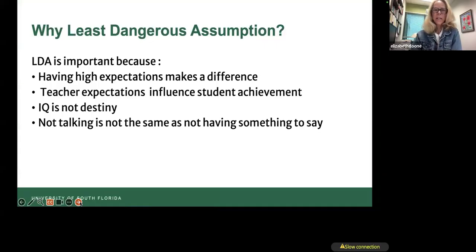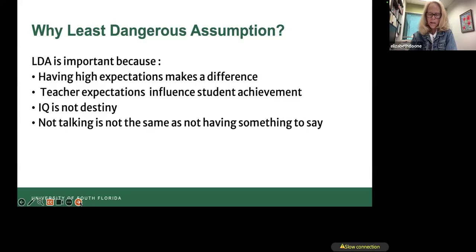So why the least dangerous assumption? Again, just to repeat, we have to have high expectations because that makes a difference in what our students are able to achieve. Teacher expectations influence our students. So when we understand that, why not have high expectations for all? Then they meet us where they can.